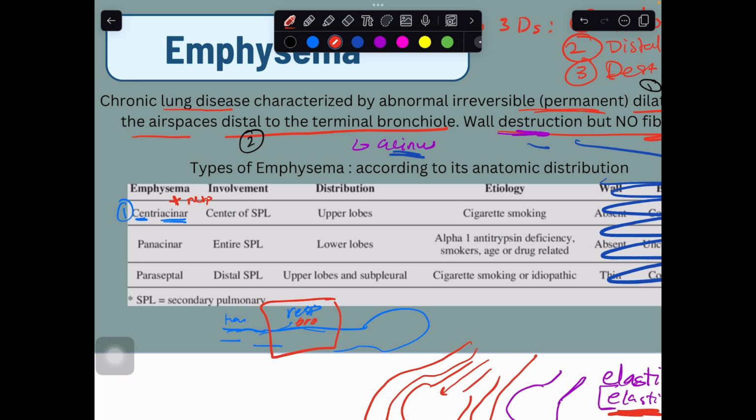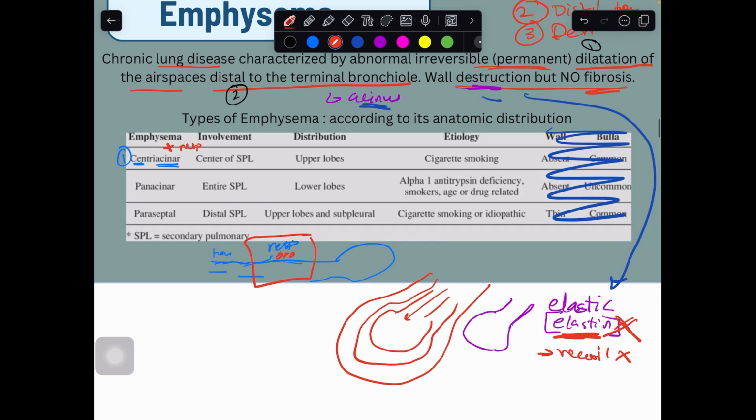What is the cause of the damage of the wall, the destruction of my elastin? In this case, it is cigarette smoking. So you can learn it as this: centri-acinar starts with a C, C as in cigarette. Smoking, think about it, the smoke fumes go upwards, and therefore the more likely region to be affected is the upper lobe. We know there are many different lobes.